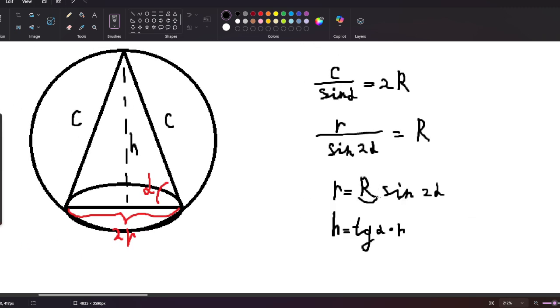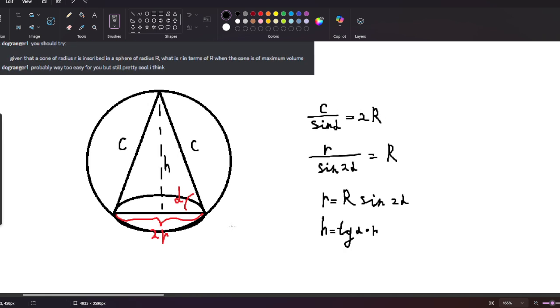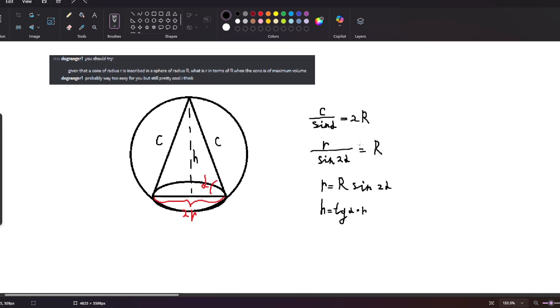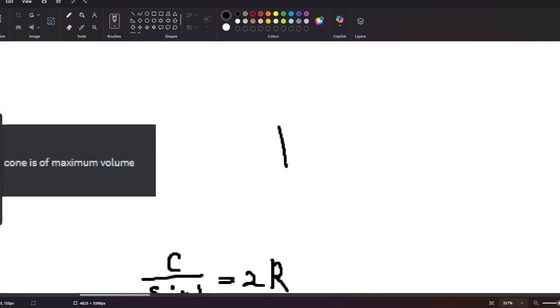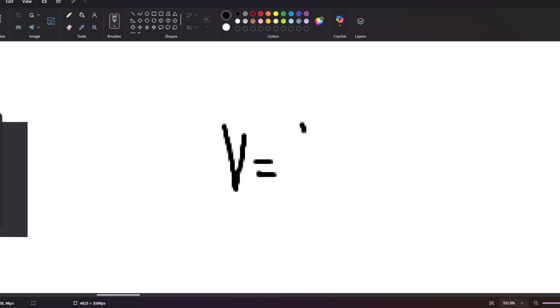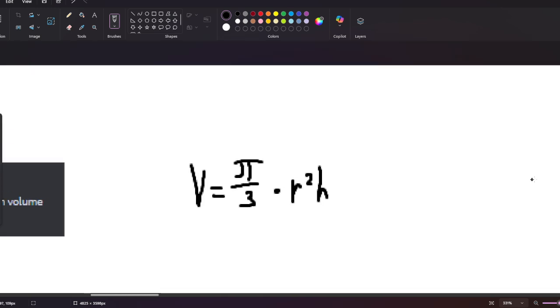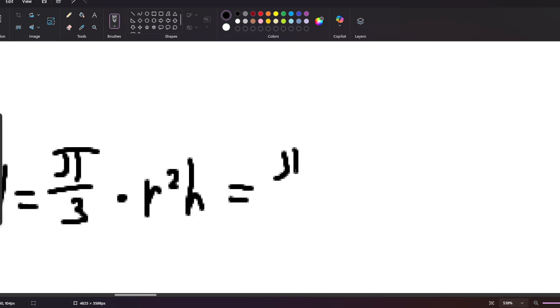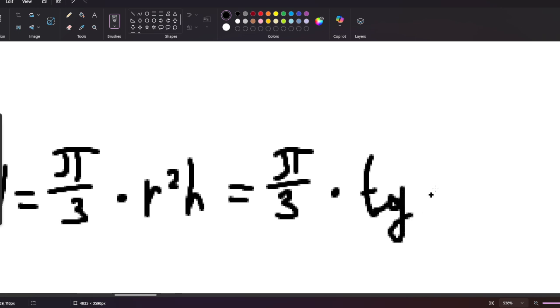And since R capital is something given, we need to find the angle at which this is going to be maximized. So let's write down the volume of a cone formula. That's going to be pi over 3 times r squared times h. I've already expressed h in terms of r. That's going to be tangent alpha times r cubed.